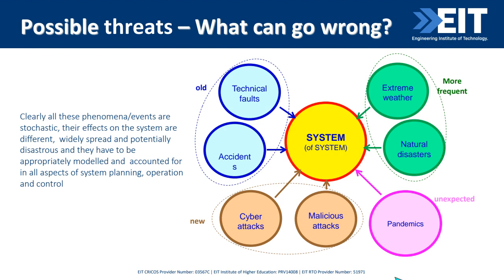So let us see what the threats are, and what can go wrong. I mean, anything can go wrong. Let us see what we have done. Okay. The first thing is that in the olden days, we used to talk about technical faults and accidents, isn't it? We said there was a single line to earth fault, there was a ground fault, there was this fault, there was that fault, there were accidents. Okay. The system is still the same, the faults are the old ones.